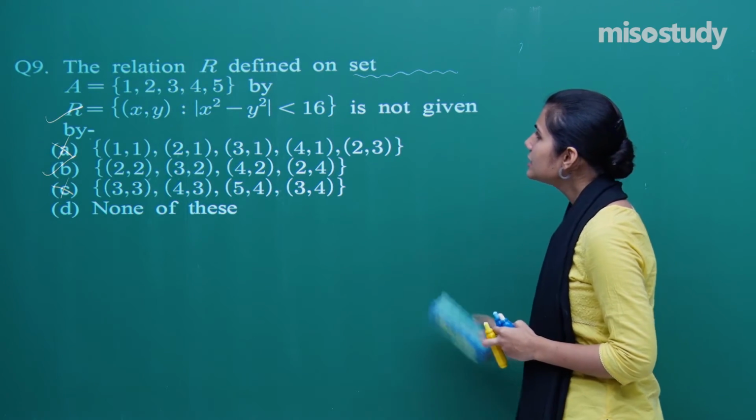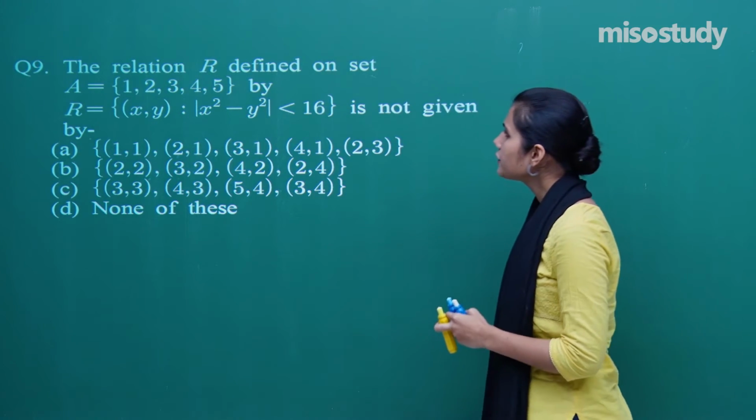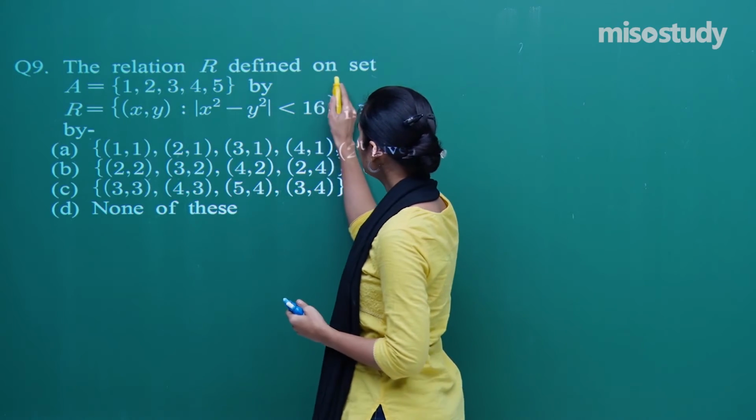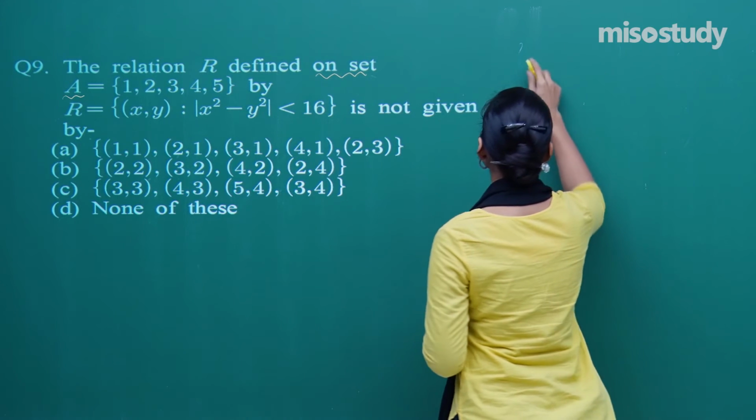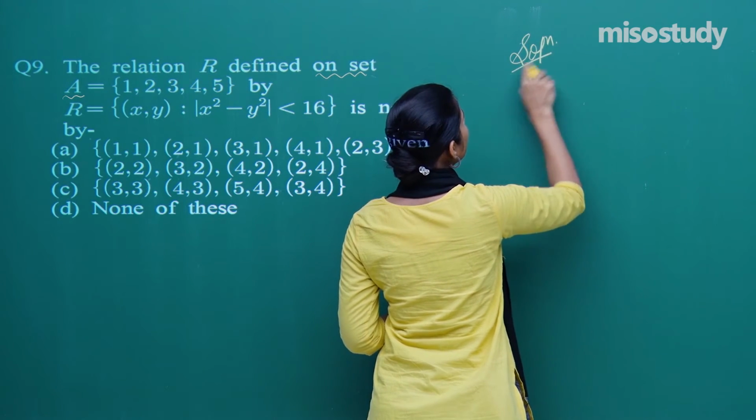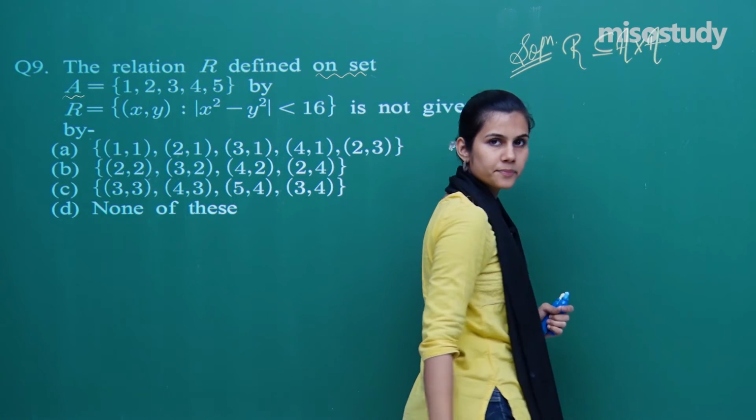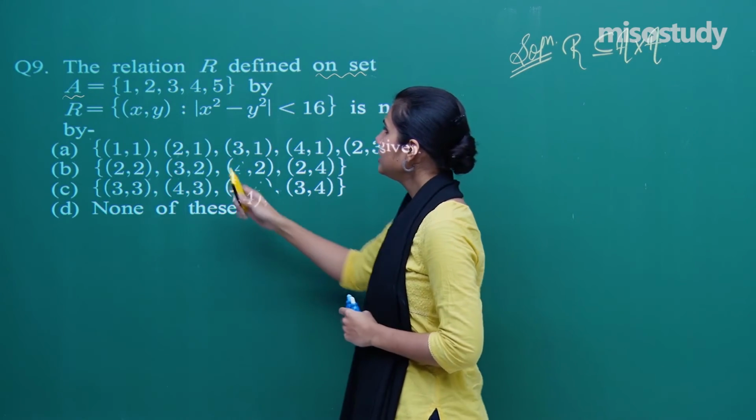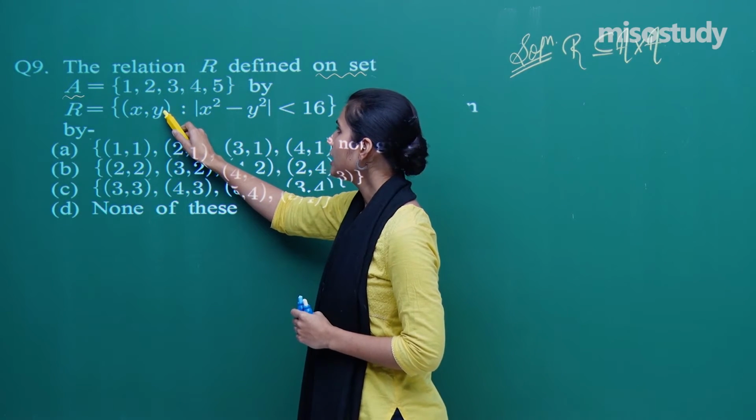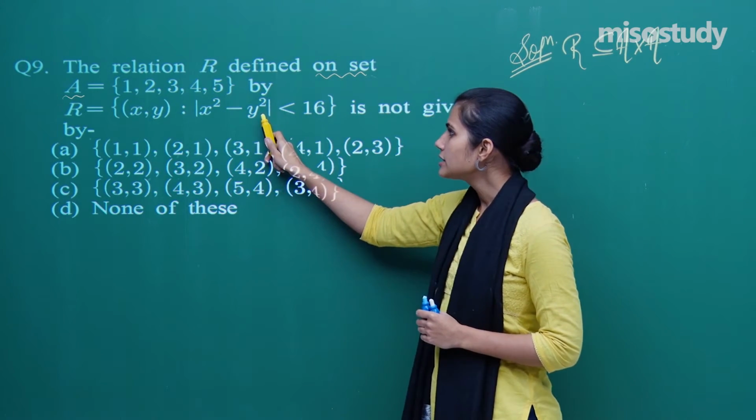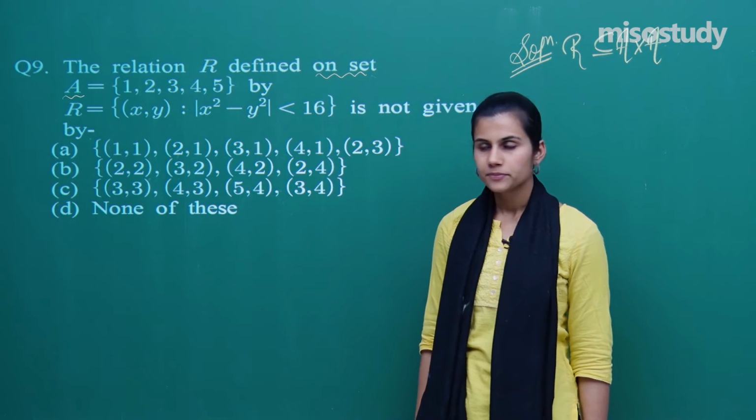Question number 9 deals with the relations concept. It is saying that the relation R is defined on the set A. When I am saying on set A, the first thing that should come to my mind is that this R is a subset of A cross A, such that this relation is given by all those ordered pairs that are going to sit inside R such that the modulus of the difference of their squares is less than 16.